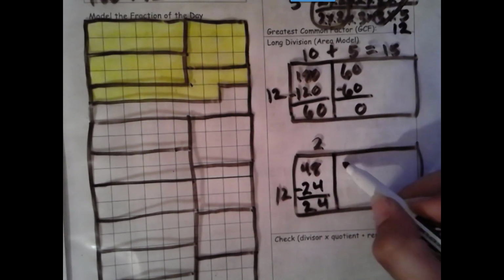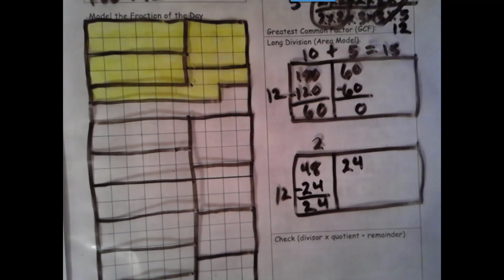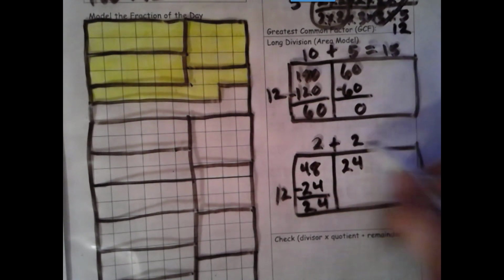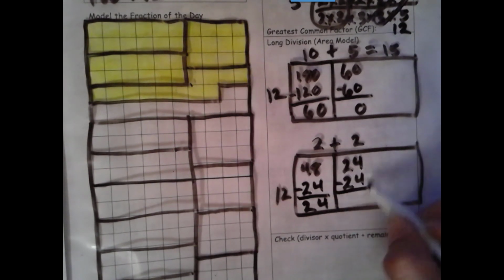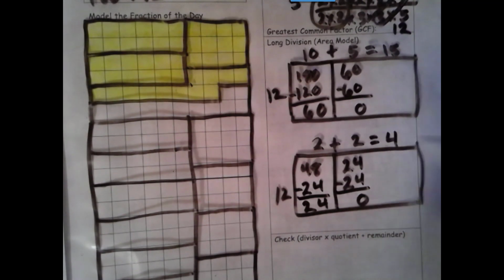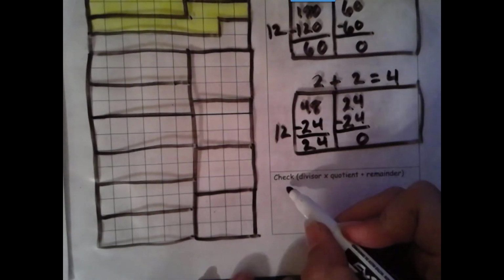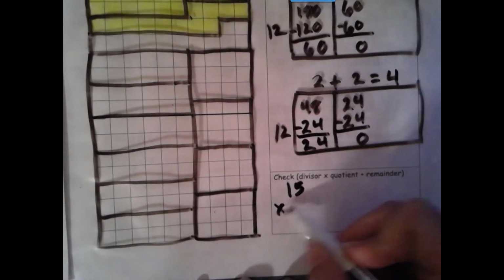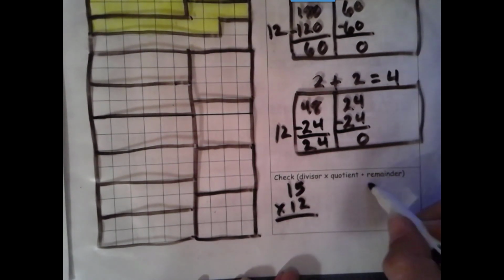I can still take more groups out, so I'm going to bring that 24 up here. And I know I can multiply by 2. I get 24. Numbers the same, zeros the game. 2 plus 2 is 4. I still need to check. Divisor times quotient plus remainder. Now, since my remainder for both is 0, and the identity property of addition says when you add 0 it stays the same, I don't need to actually add 0.